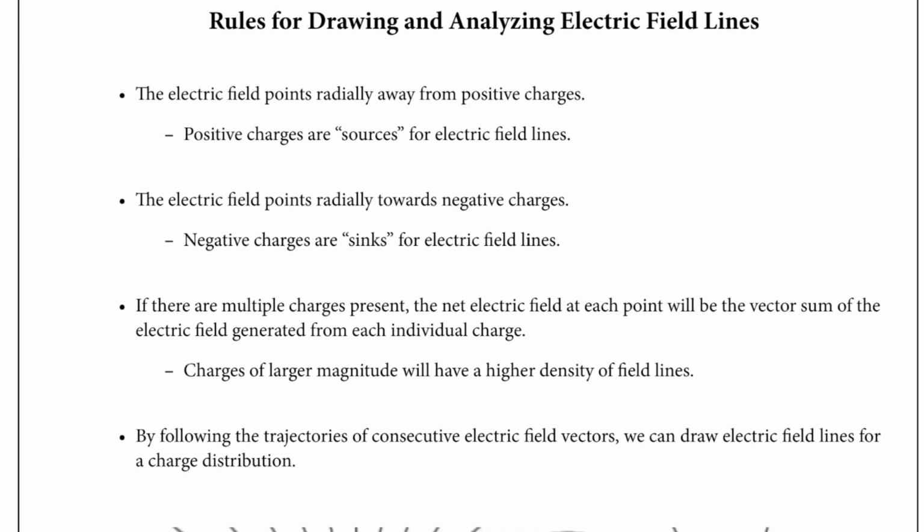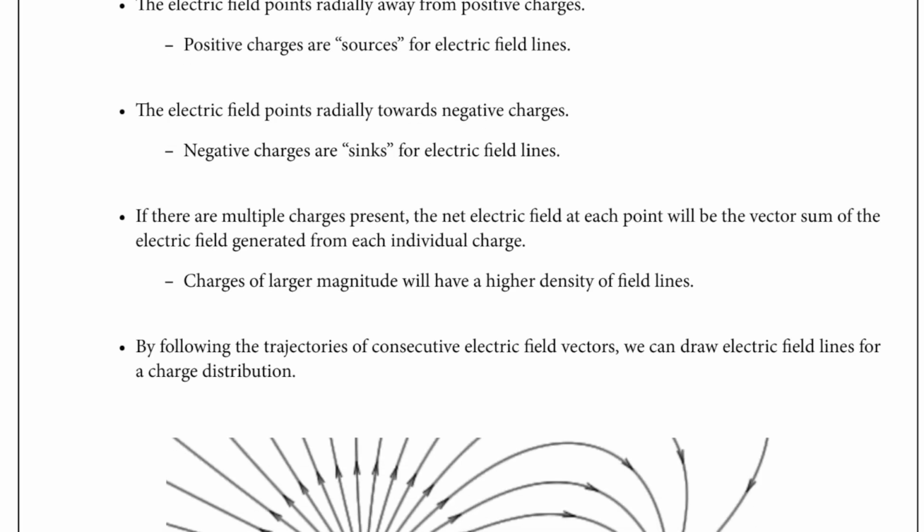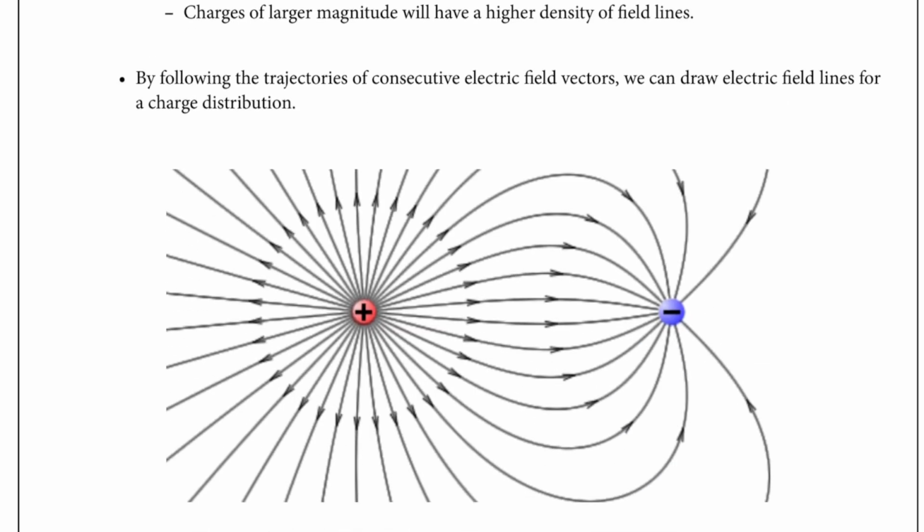I call this the source and sink approach. We'll say that positive charges are sources of field lines because they push lines out. If the field is the direction of force on a positive charge, that means positive charges will not want to be near other positive charges. So any positives are sources. Similarly, negatives are sinks because positives will get pushed towards the negatives.